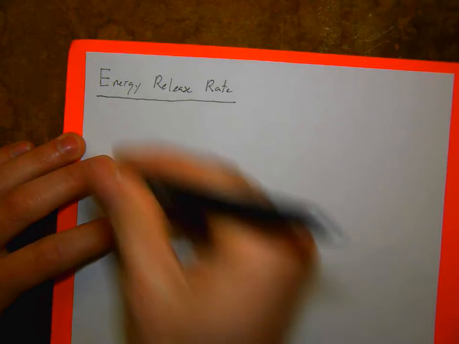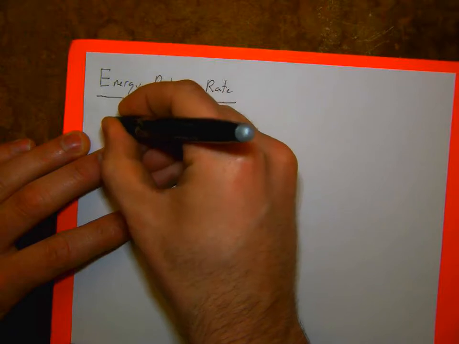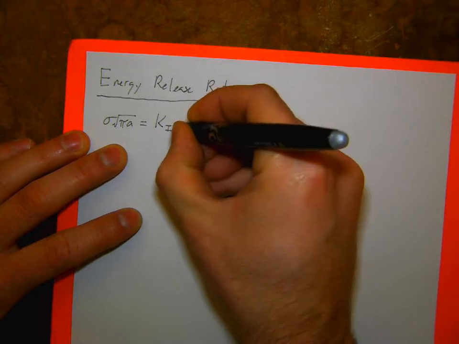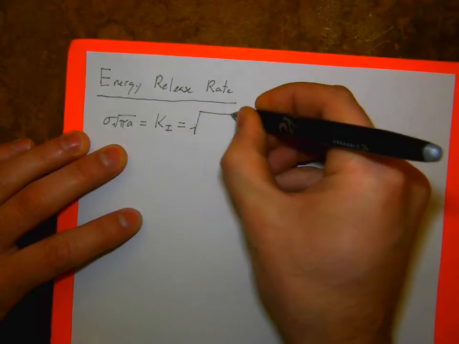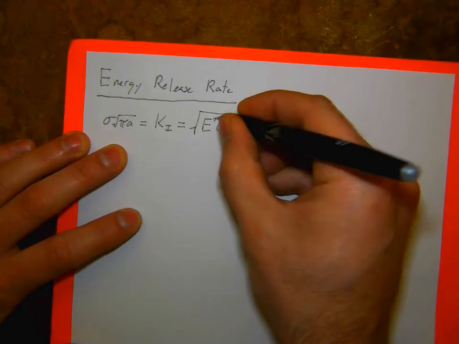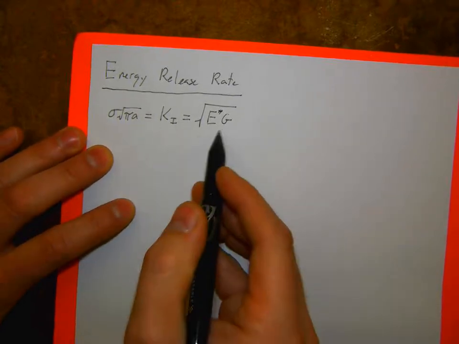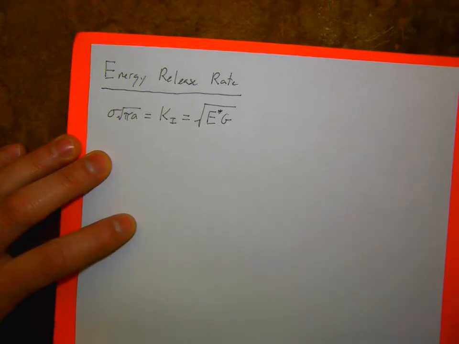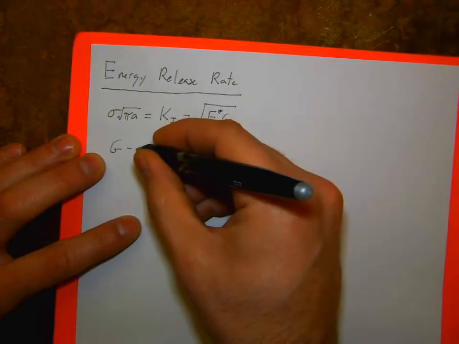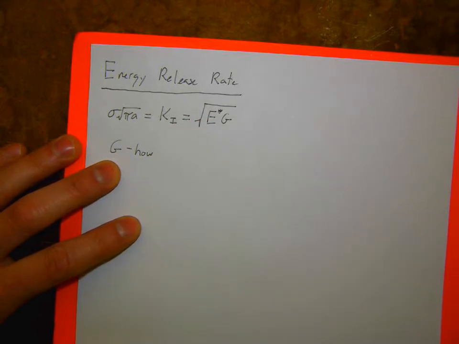So I'm going to reorganize this again: sigma square root pi a is equal to my critical stress intensity, which from the Irwin criteria is also equal to the square root of E G. And I'm going to add a star here, and I'm going to tell you what that star means later. So here, this G is the rate that energy is dissipated in the fracture process. So G is how much energy is dissipated for a given propagation of a crack.